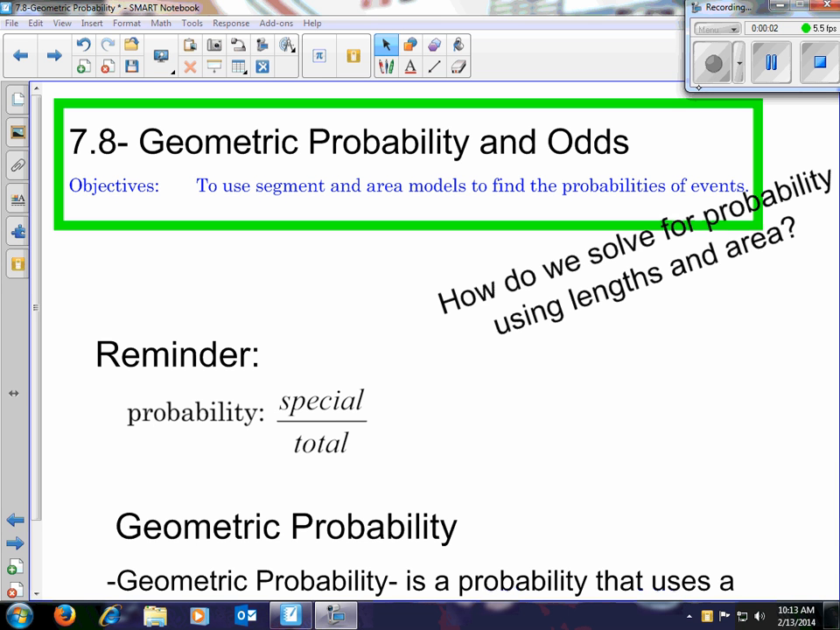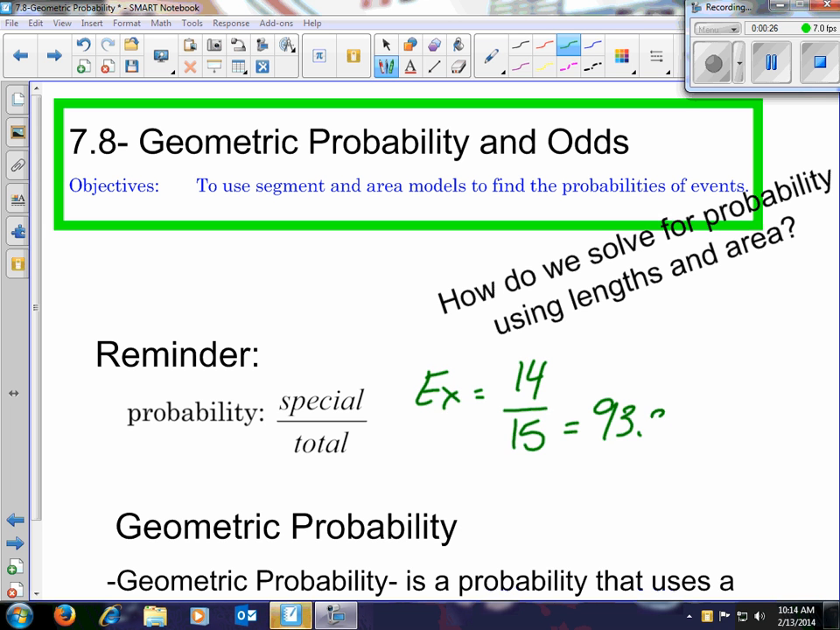Alright guys, this is section 7.8, Geometric Probability and Odds. Now, just a reminder about probability in general. Probability is going to be a fraction of some sort. It's going to end up being some sort of percentage. Like if you have a test, for example, if you got 14 right out of 15, then you would end up with about 93.3% on a quiz or test.